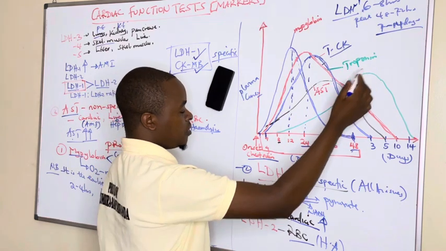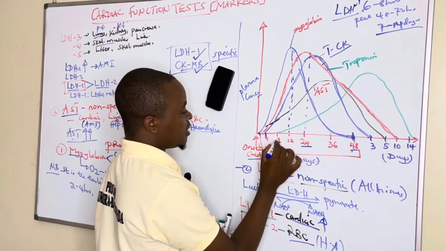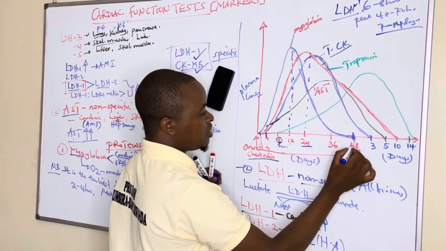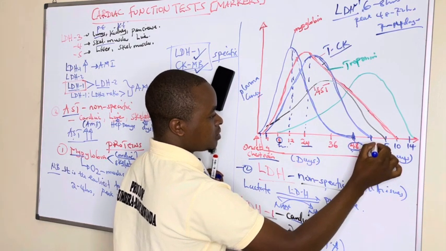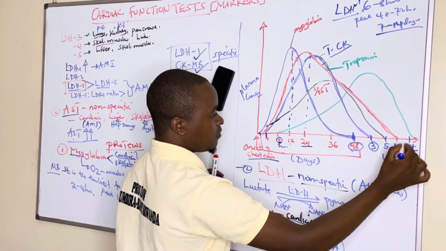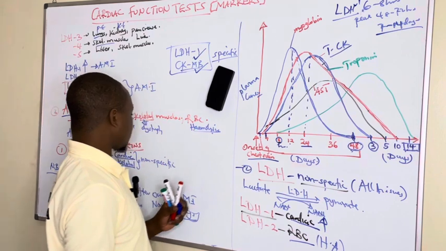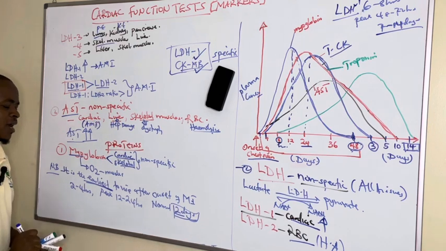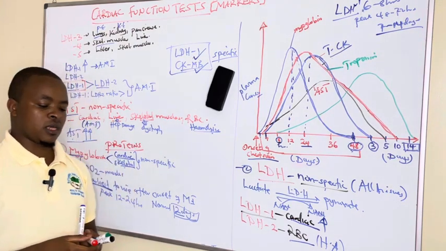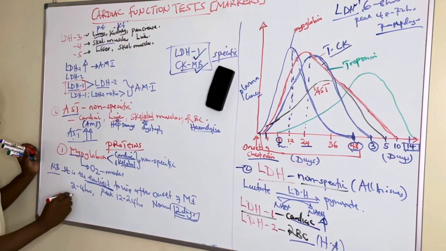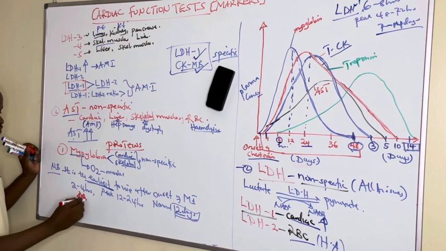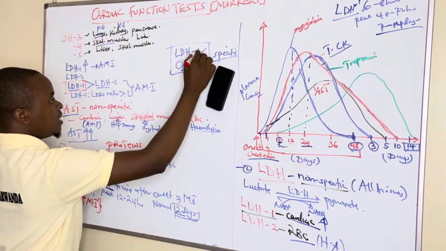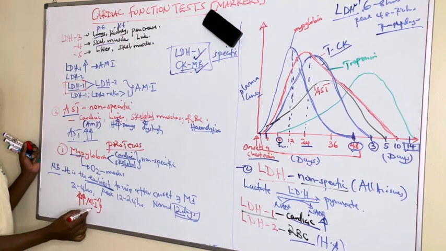So this is the graph for the LDH. We see LDH beginning to rise at 8 to 12 hours, and it is reaching a peak between 48 to 72 hours, and then it is returning to normal after 14 days. So it takes longer. But myoglobin, we are saying, is the earliest to rise. So whenever we assay myoglobin using ELISA methods and we find it is elevated, it does not guarantee myocardial infarction. So we need to confirm its origin by also performing LDH1 and CKMB to confirm the origin of elevated myoglobin.